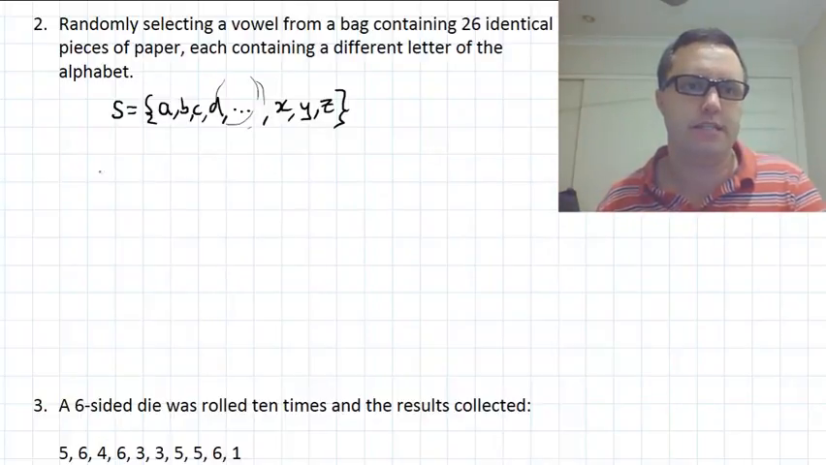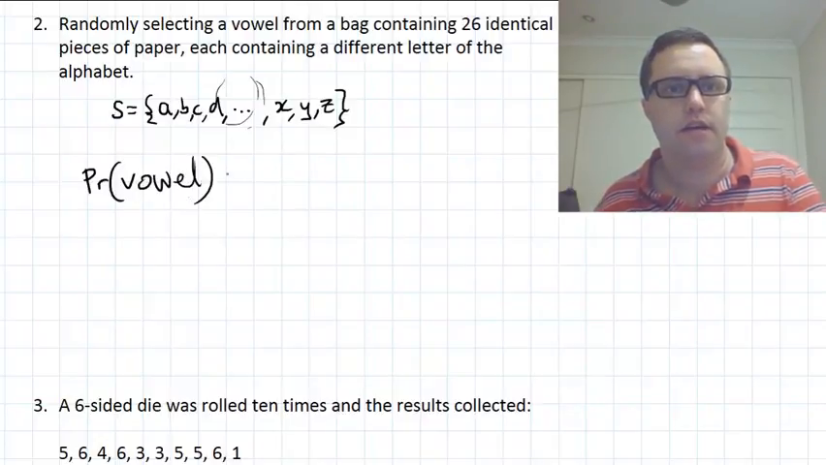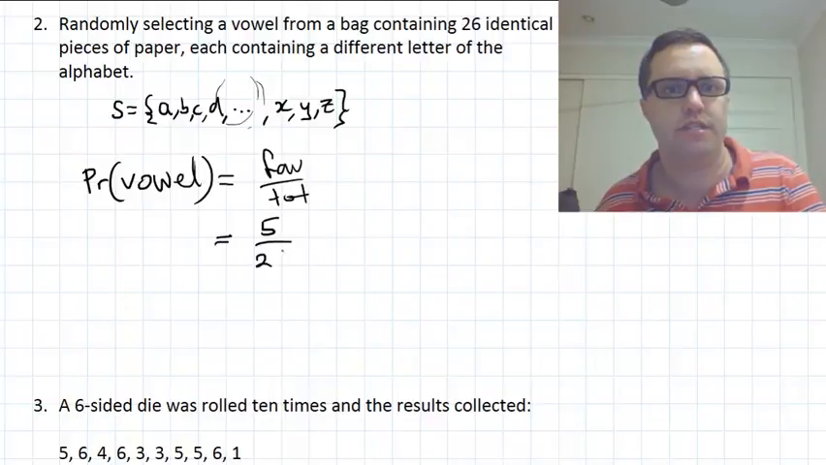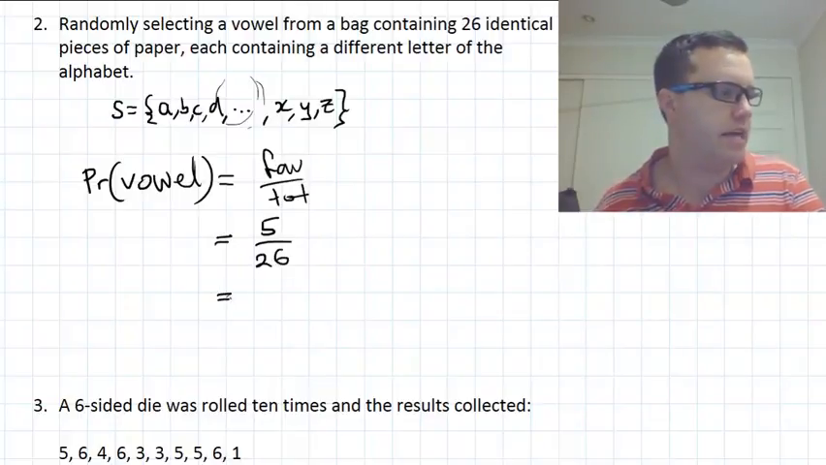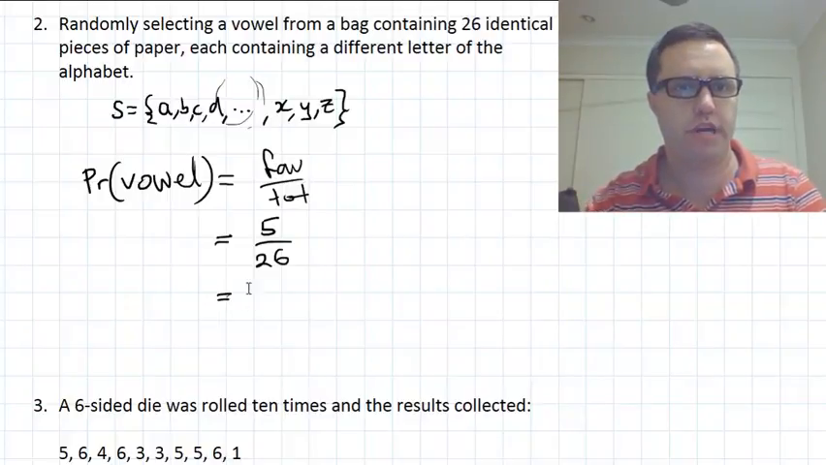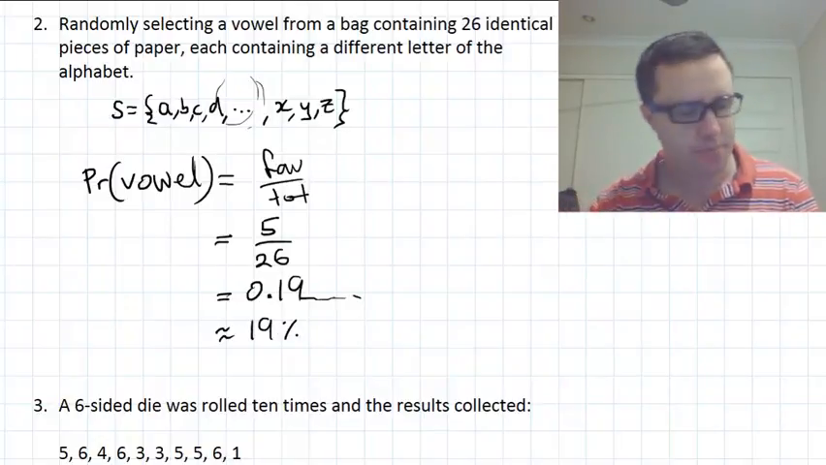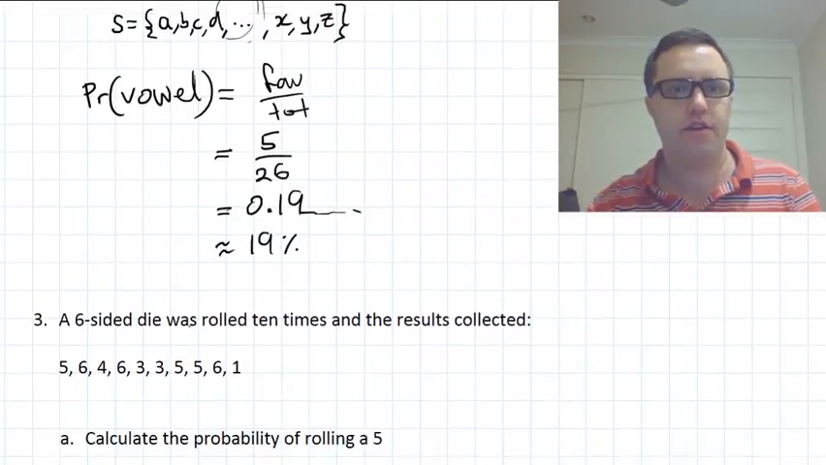So that's our sample space, and our probability of a vowel is equal to favorable over total. And there are 5 vowels out of a possible 26. And that equals 0.19, so that's about 19%. So a 19% chance of choosing that. All right, so there are our theoretical probabilities.